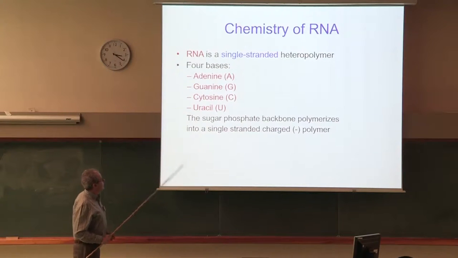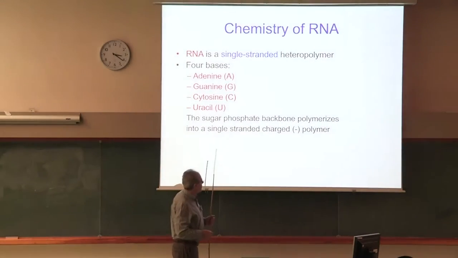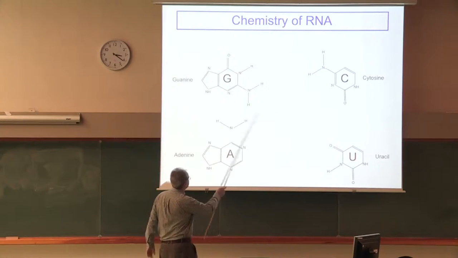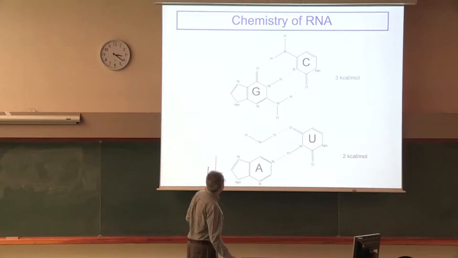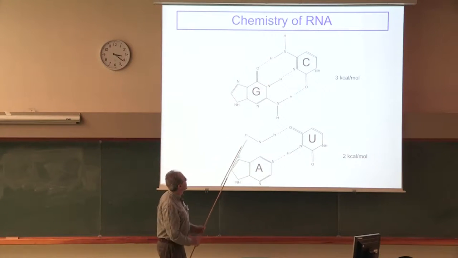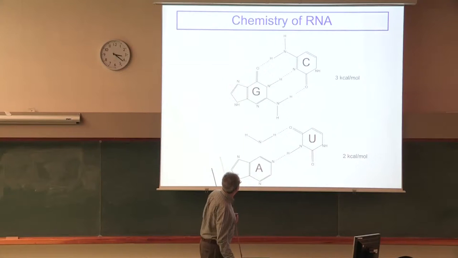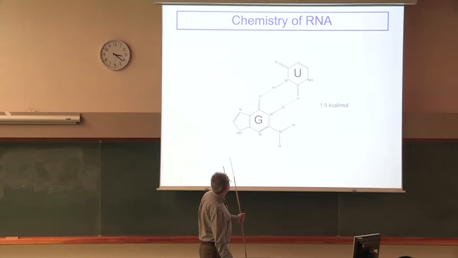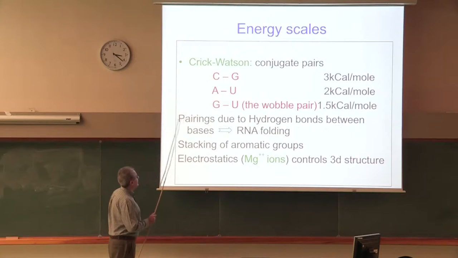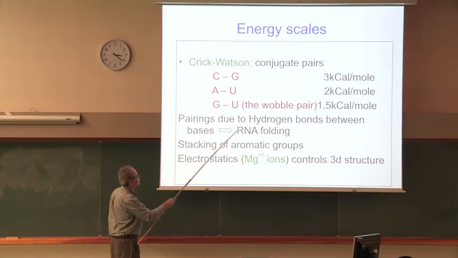RNA is a single-stranded polymer made of four bases, A, G, C, U, with a sugar phosphate backbone, and it's a negatively charged polymer. The chemistry is that G and C bind to make three hydrogen bonds, and A and U make two hydrogen bonds. So the G-C bond is stronger than the A-U bond. There is an additional pairing, the so-called wobble pair, the G-U pair, which is a bit weaker, at 1.5 kilocalories. Anyway, that's not important. What's important is that there are these two pairings, called the canonical Watson-Crick pairs, and this additional one, the wobble pair.